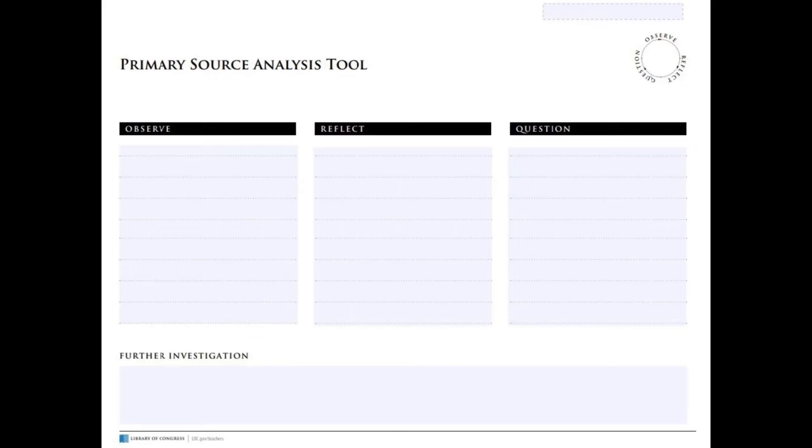And at the bottom, I just want to point out too, that there is this further investigation box, that sometimes you can use to gather some of the questions developed in the questions column for further investigation, or maybe sometimes there are some questions that arise that are not quite on the focus of the lesson, but still you don't want to lose, and so those can be included in that box.